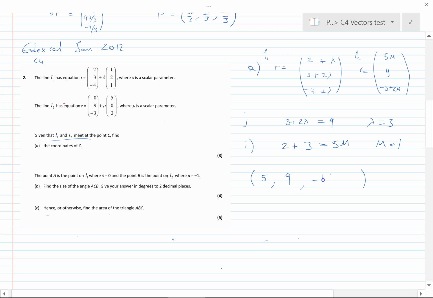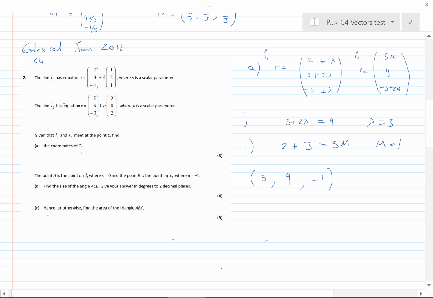and minus 3 plus 2 times 1, so that's minus 1. Okay, I might check that lambda equals 3 works here as well. 2 plus 3 is 5, 3 plus 2 times 3 is 3 plus 6, which is 9, and minus 4 plus 3 is minus 1, so it's definitely correct. It's nice to know. Okay, let's have a look at the next question.